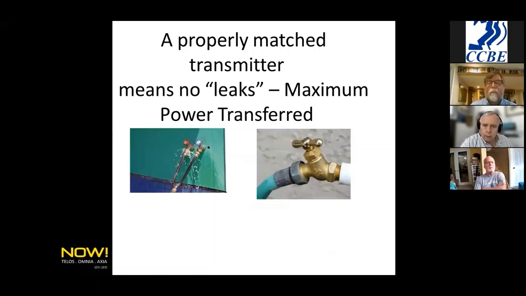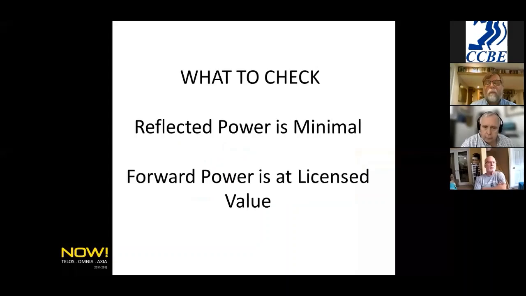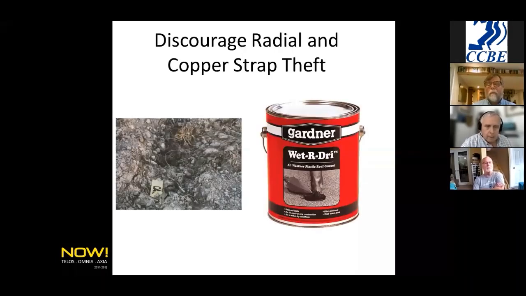Remember, we were talking about matching the transmitter in the FM situation. Think of it as a garden hose. It means no leaks, and maximum power will be transferred. There's no water leaking out; it's going all the way through the hose and into the sprinkler. You want this to occur when you have minimum reflected power. That's why we want to check to make sure that the reflected power is minimal and the forward power is at licensed value. Got some tips here for you that may be helpful.